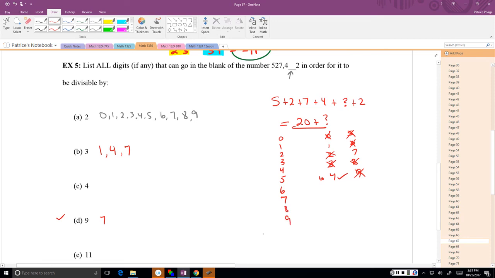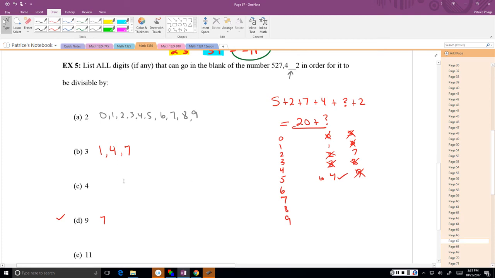Question on what we're doing right here? Talk to me. Okay, so I did the sum of the digits is 20 plus question mark, whatever that is. And the sum needs to be divisible by 3. So I just said if I did 20, 21, 22, 23, and these 4 worked. These 3 worked. Then I did the same thing for 9. And the only one that will work is if I did 20 plus 7. 27 is divisible by 9. You with me? Yes, yes you are.